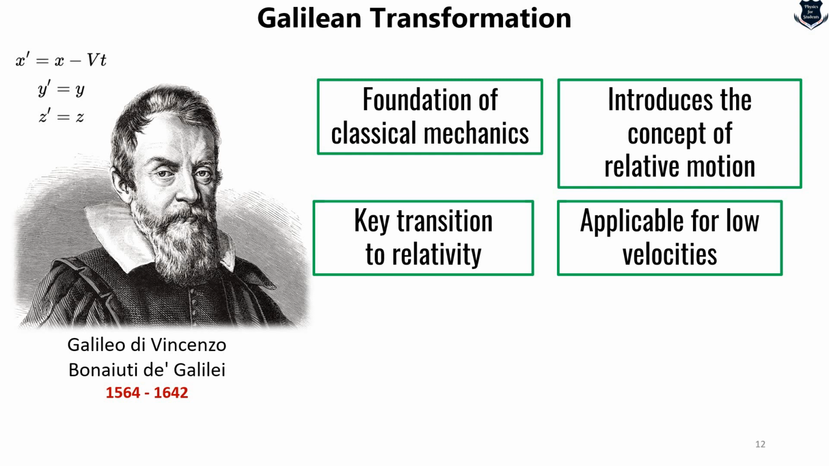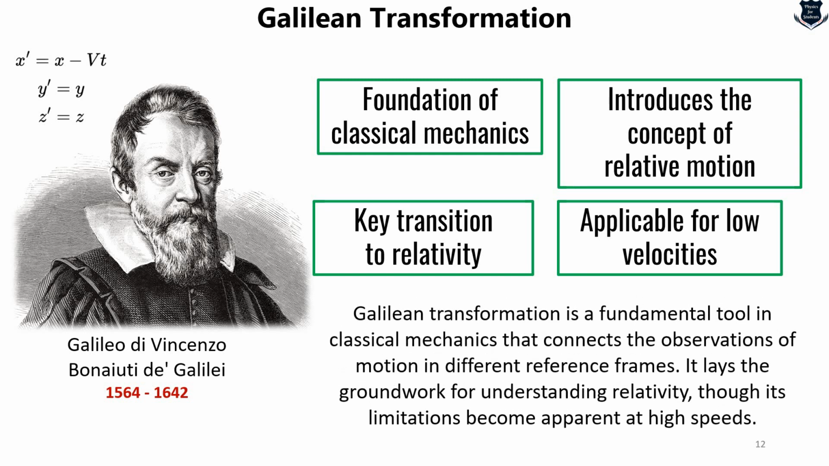Obviously these are applicable for low velocities. So in summary, we can say that the Galilean transformation is a very fundamental tool in classical mechanics that connects the observations of motion in different frames, and it lays the groundwork for understanding relativity, obviously through its limitation, which is that it applies to speeds lower than the speed of light.